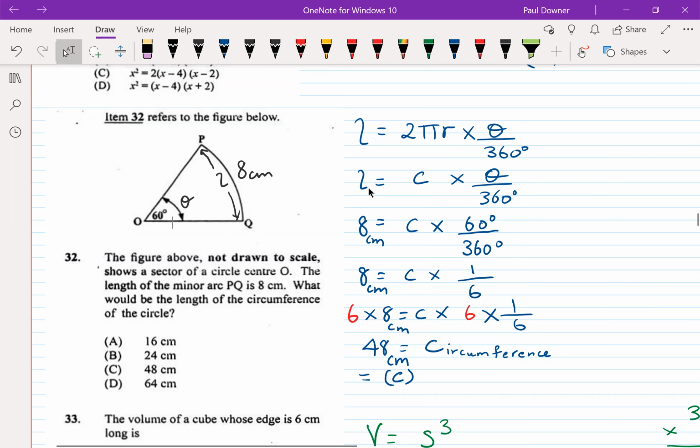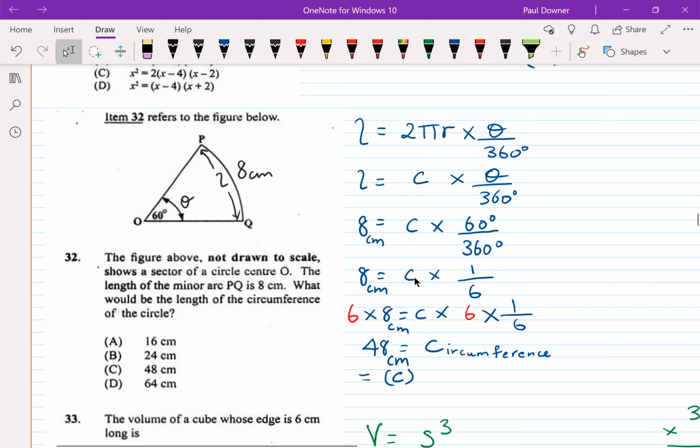The arc length L is 8 centimeters in this case, so we put that in. The circumference C is unknown, and that's actually 2 pi r. Theta is the 60 degrees, so we put that theta 60 degrees. And 360, of course, goes below. Now let's continue. If I divide the top by 60, I'll get 1. If I divide the bottom by 60 as well, I'll get 360 divided by 60 is 6. So this is our formula so far.